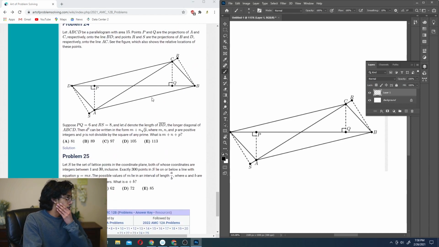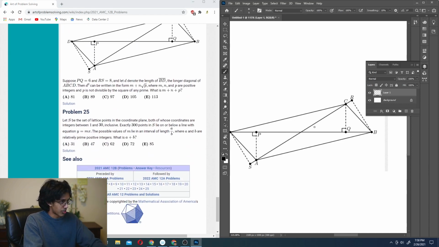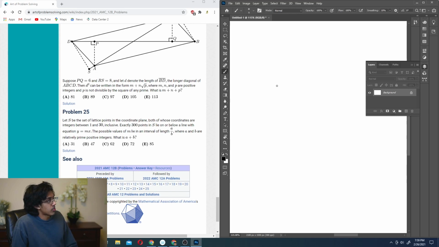Alright, number 25. Okay, there is no guarantee we're solving this one, boys. Alright, so let S... oh, I hate lattice points. Okay, in the coordinate plane. I know it's technically geo, but lattice points are just nasty. Both of whose coordinates are between 1 and 30, exactly 300 points in S lie on or below a line with equation y equal to mx, right? So possible values of m lie in an interval where, okay.